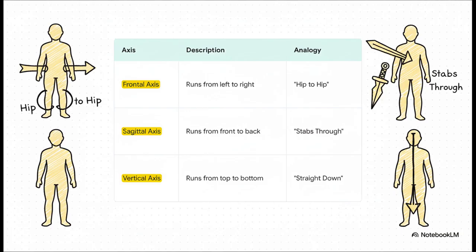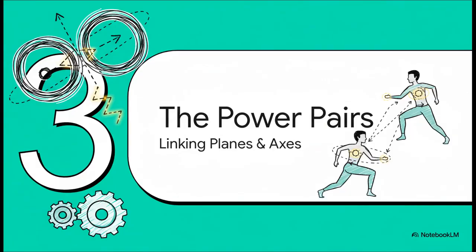You've got the frontal axis, which runs from hip to hip. The sagittal axis, which stabs through from front to back. And the vertical axis, running straight down from head to toe. All right, now for the magic. This is where it all clicks together. See, planes and axes don't work alone. They have partners. For any movement to happen, it has to occur in one specific plane and around one specific axis. They're locked together in these, let's call them power pairs.